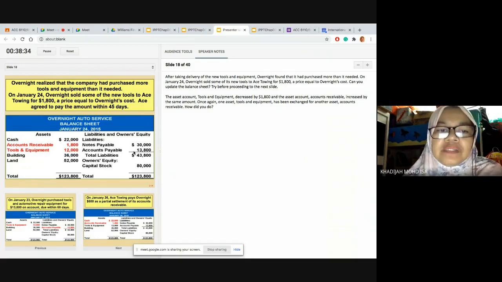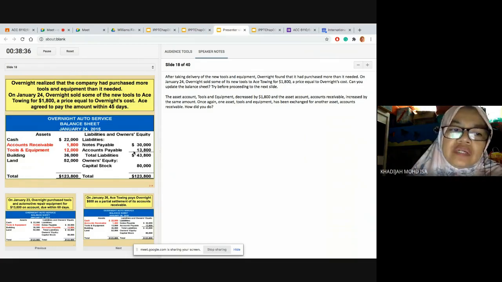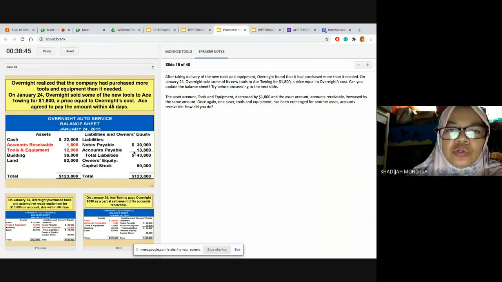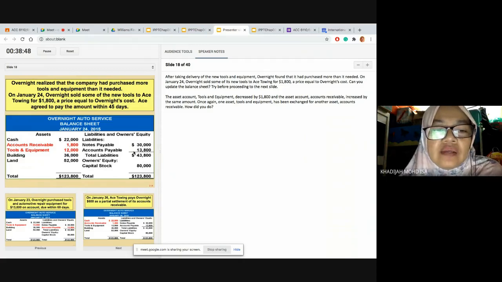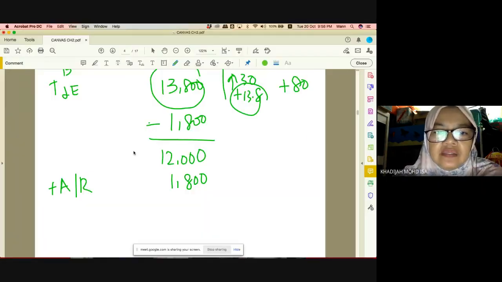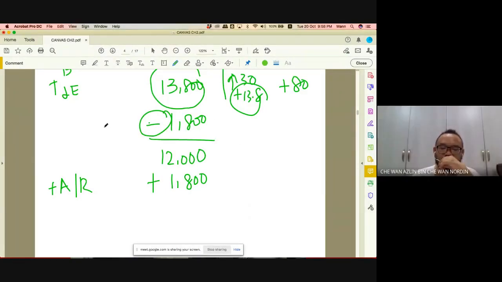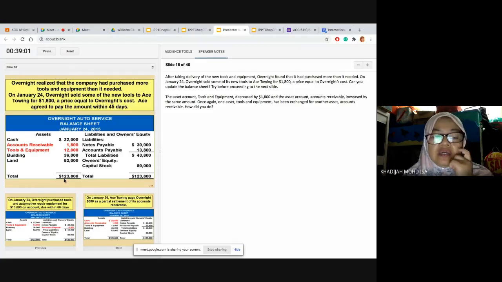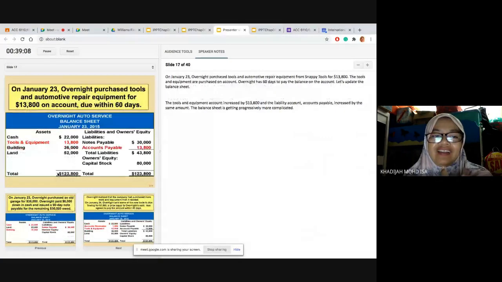So you're going to receive, which means it's also an asset. So now you have reduced your tools and equipment from 13,800 to 12,000, but you're going to increase your accounts receivable by 1,800. Because it goes up and down by the same value, it nets off. See? This one goes down 1,800, this one goes up 1,800. So it sets off. Same amount, so there's no change in the total value of the asset. 12,388 also; if you look at before this, it was also 12,388.